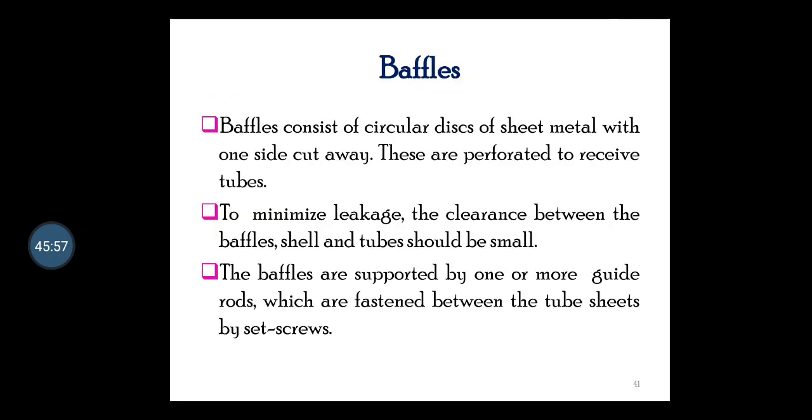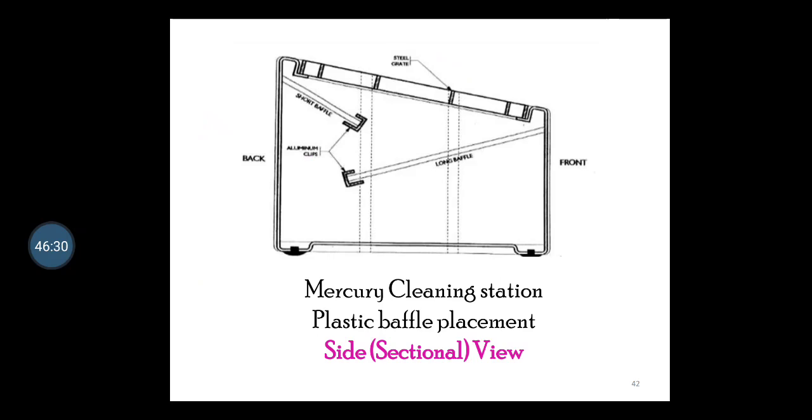Basically, a baffle consists of a circular disc of sheet metal with one side cut away. These are perforated to receive the tubes. To minimize leakage, the clearance between the baffles, shell and the tubes should be small. The baffles are supported by one or more guide rods which are fastened between the tube sheets by set screws. If you are able to see this diagram, you will see the side section or the side views of the baffle. These are the plastic baffle placements.